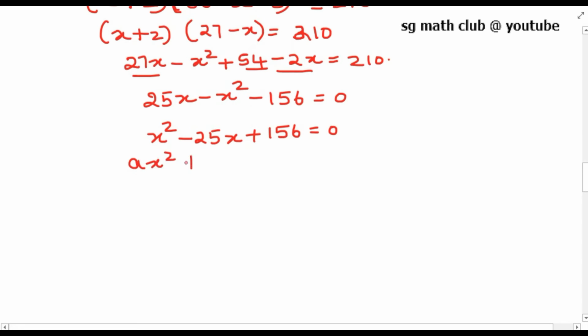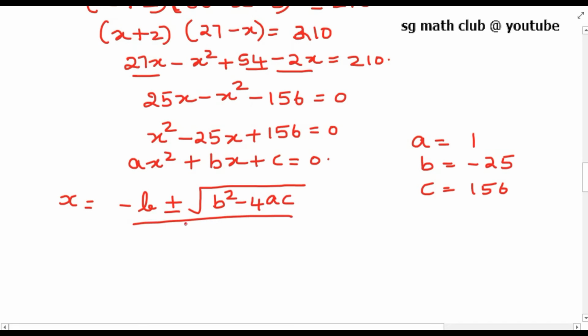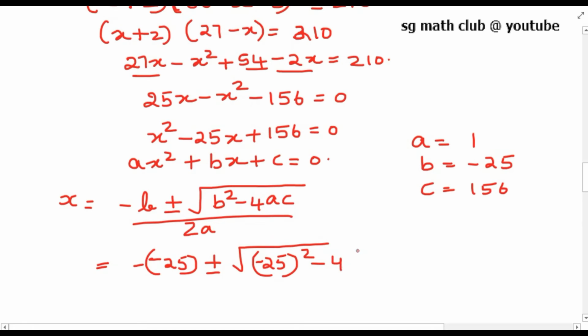This is in the form of ax square plus bx plus c equal to 0, where a is 1, b is minus 25 and c is 156. Now write the formula x equal to minus b plus or minus square root of b square minus 4ac, divided by 2a, which is equal to minus of minus 25, already the minus sign is there, plus or minus square root of 25 the whole square minus 4 into 1 into 156, divided by 2. We will simplify this.